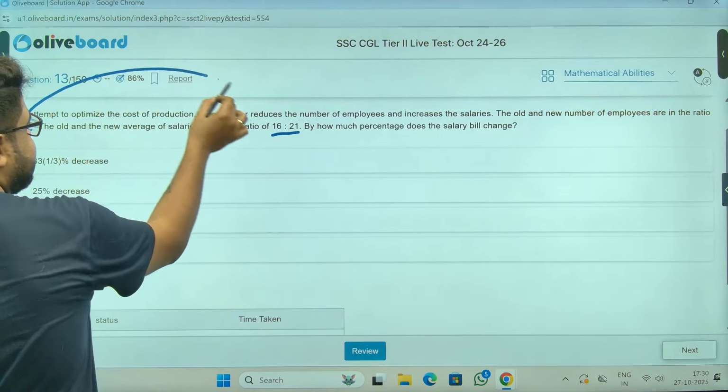Sir, first of all, cancel. This is 21. I could have cancelled from there itself. I don't know why I didn't. 7 fours, 7 threes. So 4 decreases to 3, sir. So ultimately, there is a decrement of 1 out of 4, into 100. So percentage decrement will be 25%. Salary bill has decreased by 25%, which is option number B.